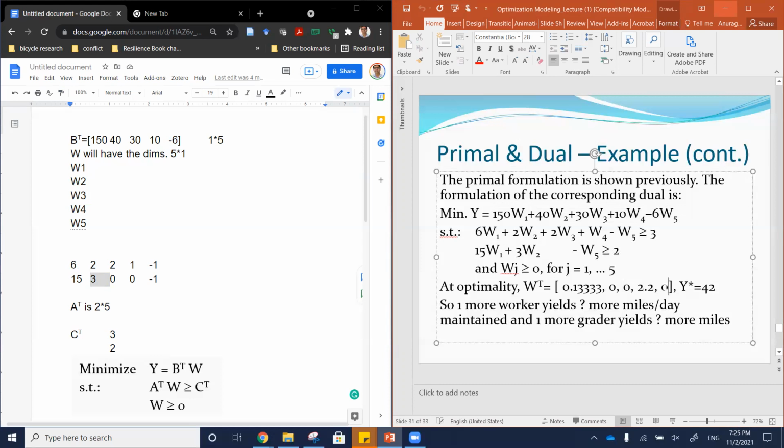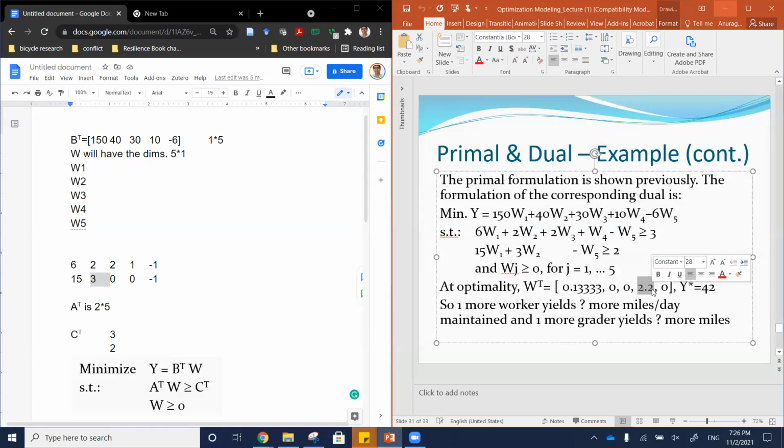And this is what we call the shadow price. That means even if you relax the second, third, and fifth constraints of the original problem, it would not change a thing. You won't be able to maintain any more roads. Your first constraint was about the workers. So if you add one more worker, you'll be able to maintain 0.1333 additional miles of road. And if you're able to add one more grader, you'll be able to maintain 2.2 additional miles of road. So the solution to the dual problem tells you the shadow price for each of the constraints that you had in the original problem.